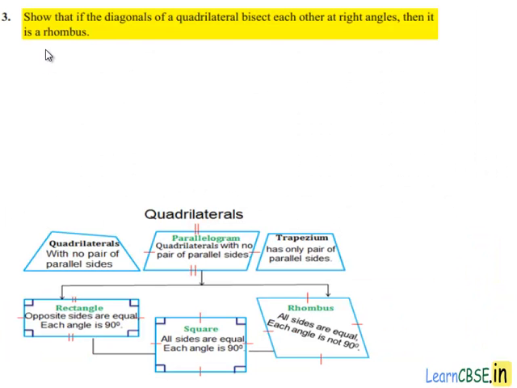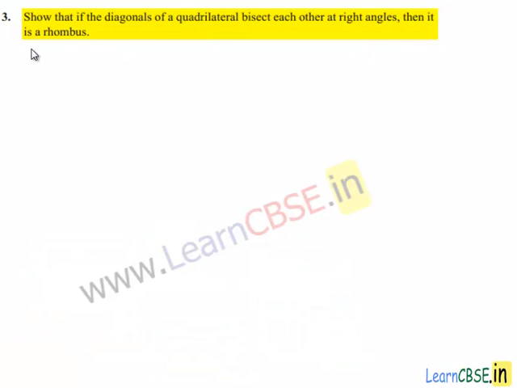Moving on to the third question. Show that if the diagonals of a quadrilateral bisect each other at right angles, then it is a rhombus. Now moving on to the solution. Let us note down the given information. He says that the diagonals of a quadrilateral bisect each other at right angles.